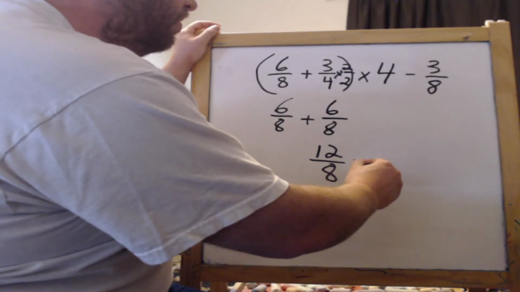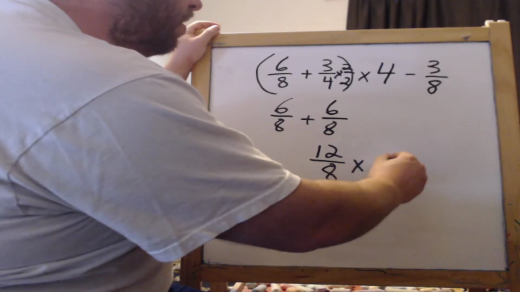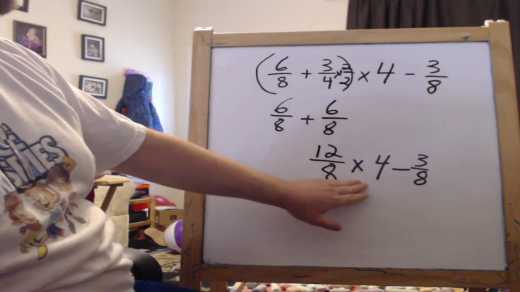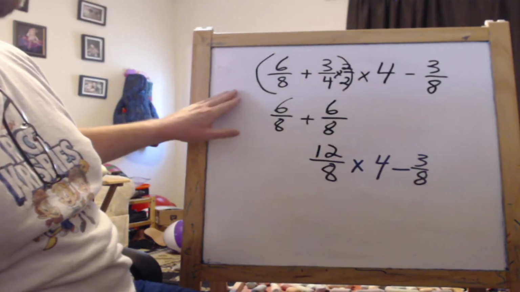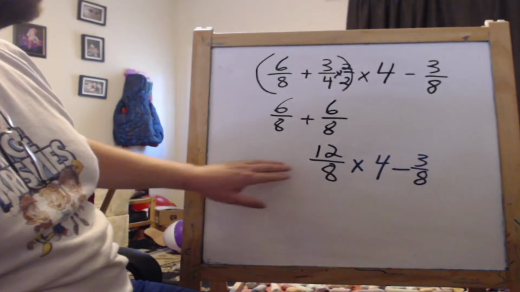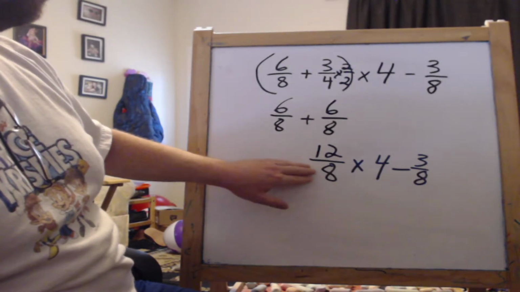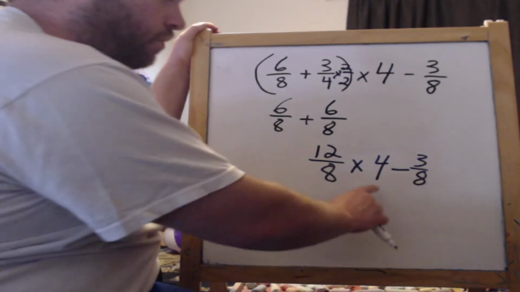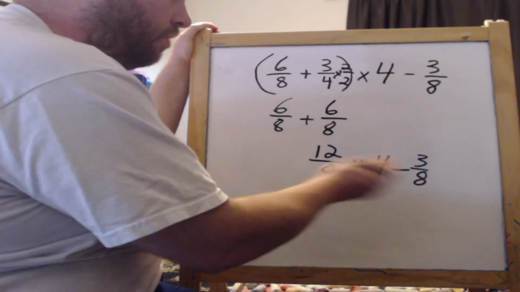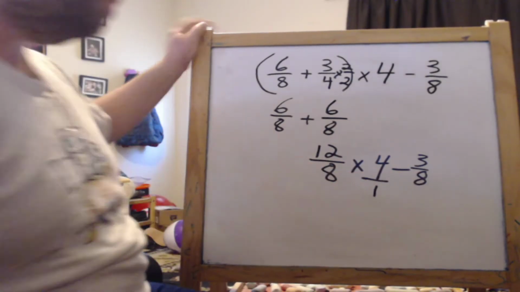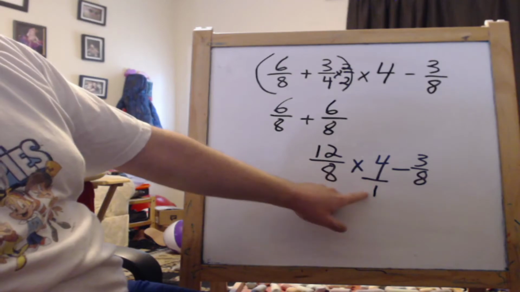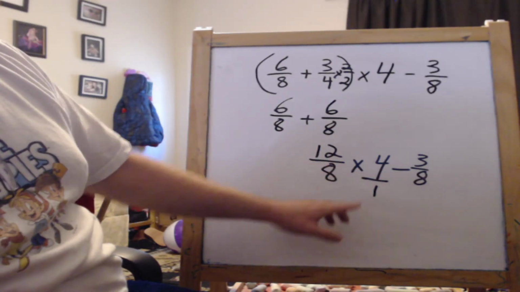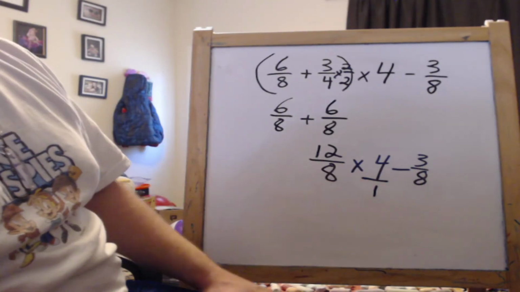Then we would have times 4 minus 3/8. So we would go down. We're done with all the parentheses, no exponents. Then we're going to multiplication and division. So 12 over 8 times 4, okay? So what we can do when we're multiplying a fraction by a whole number is I can just make the whole number a fraction. Anytime there's a whole number, there is an invisible denominator of 1.